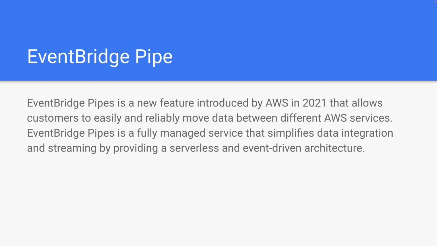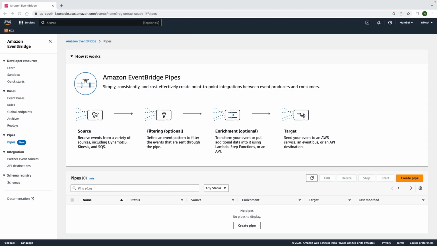EventBridge Pipe is a new feature introduced by AWS in 2021 that allows customers to easily and reliably move data between different AWS services. EventBridge Pipe is a fully managed service that simplifies data integration and streaming by providing a serverless and event-driven architecture.